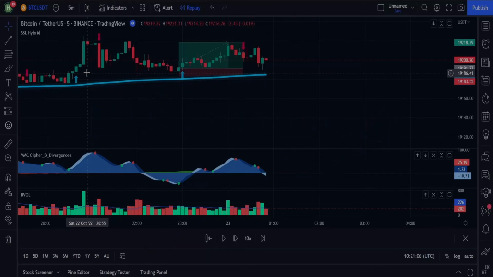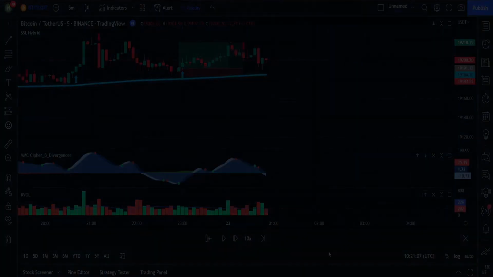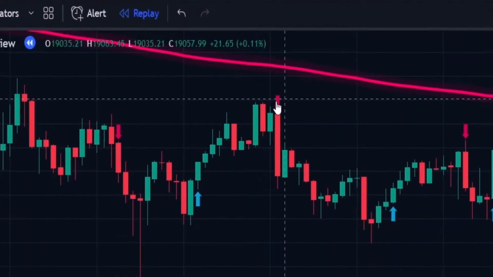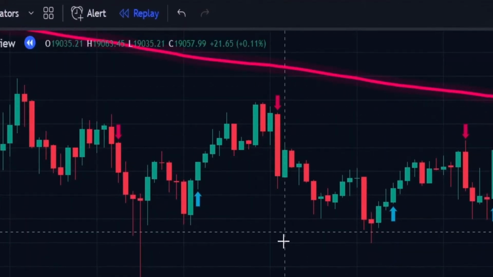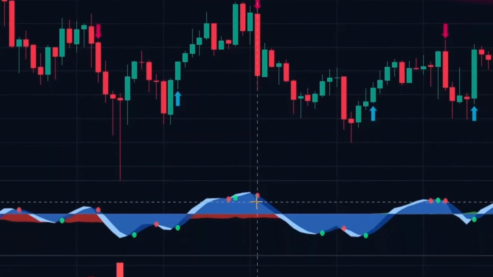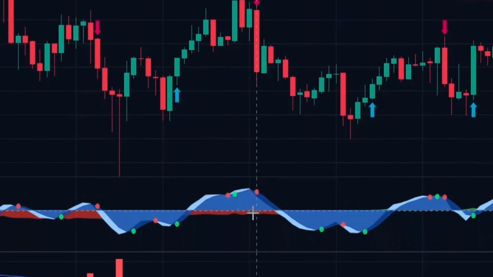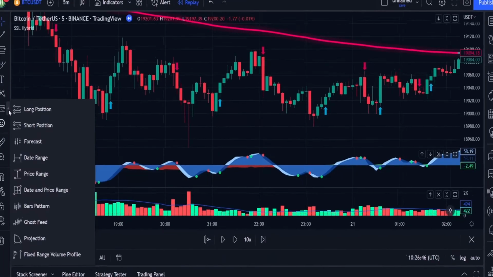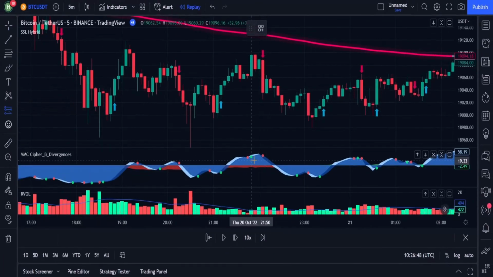Now, let's go through one more example of a sell trade. This right here is a pretty good example of a sell trade. The price is below the SSL hybrid line, and the SSL hybrid line is red. Moreover, we can see we got a red dot here, and the money flow area is also red. And for the final confirmation, we can see the bar is red and above the line, which means we have sufficient volume in the market for a sell trade.